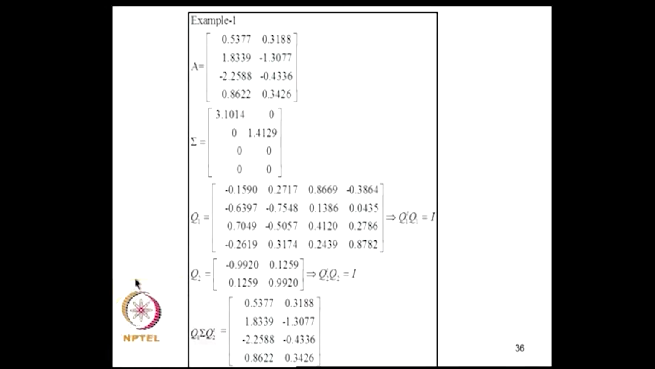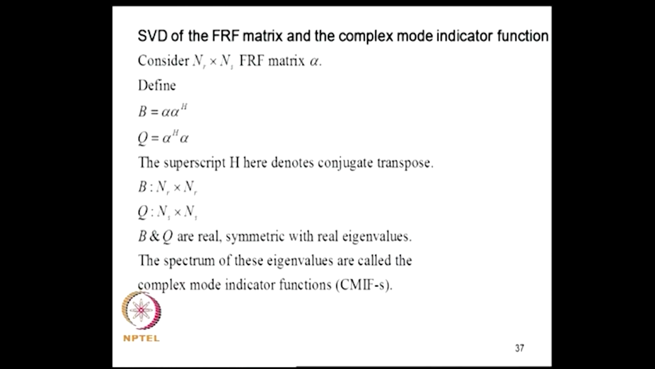This is just an illustration of what I am telling. We will now consider the question, what will happen if I now perform singular value decomposition of the FRF matrix itself. That leads to what is known as the complex mode indicator function, or CMIF. So let us consider an NR cross NS FRF matrix alpha, it is rectangular.